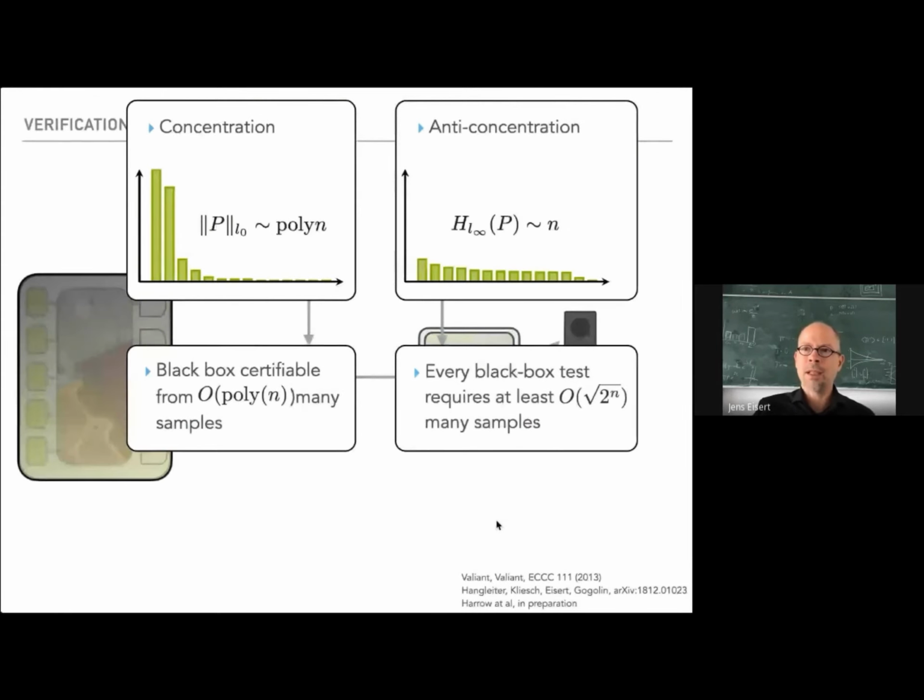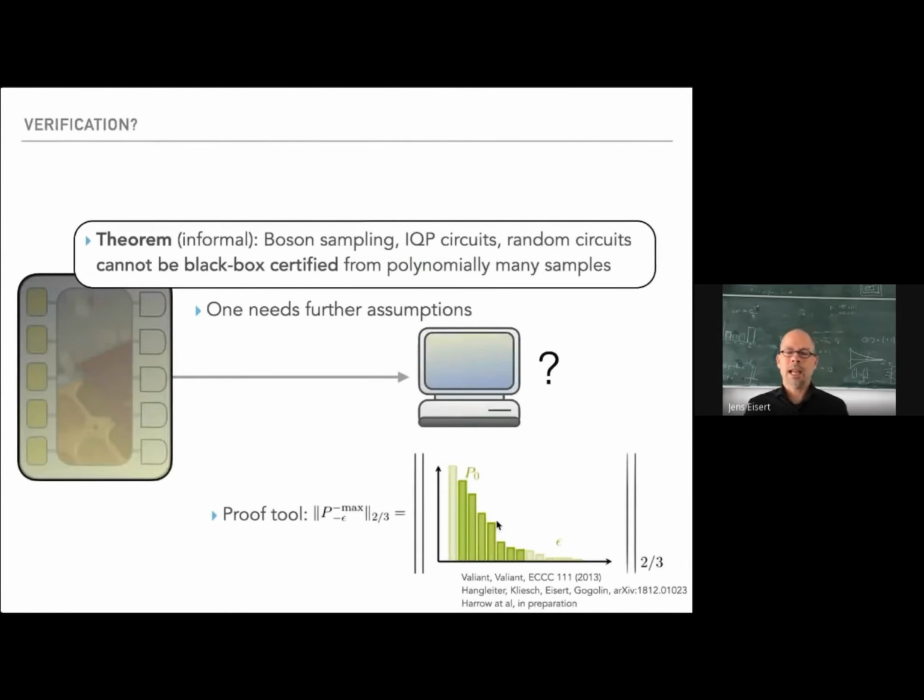Now, at the heart of the mathematical machinery is the most hilarious norm I've seen in my life. It's the P min max minus epsilon 2/3 norm, which is: take the distribution, you chop off the largest element of the distribution, then you take the epsilon and sum up the smallest elements until you get the value epsilon. As a tail, you rip it off, and then you have the chunk in the middle, and this guy you take, and you take the Renyi 2/3 norm of that. I mean, you can't make that up, but that's the figure of merit you need to think about in this context. And then if this is appropriate, then you can do black box verification.